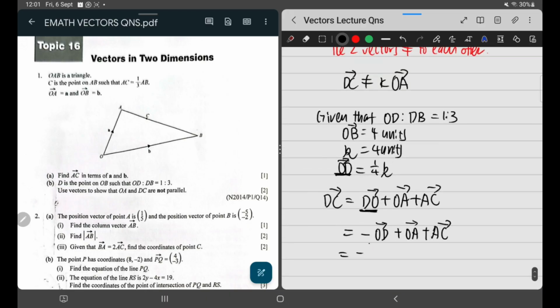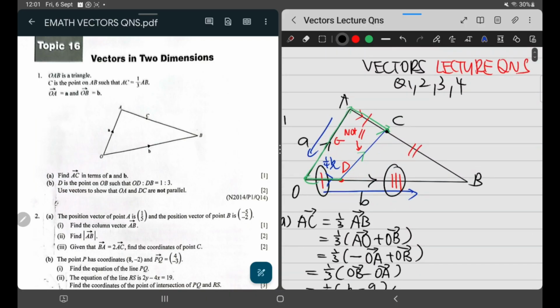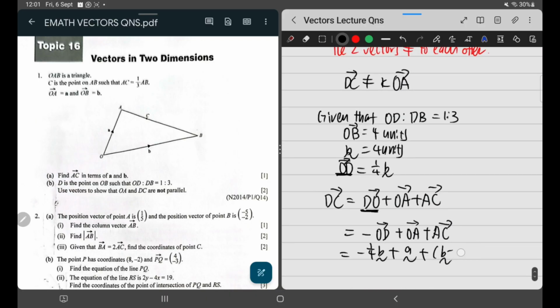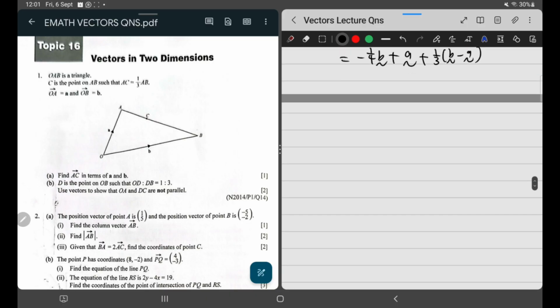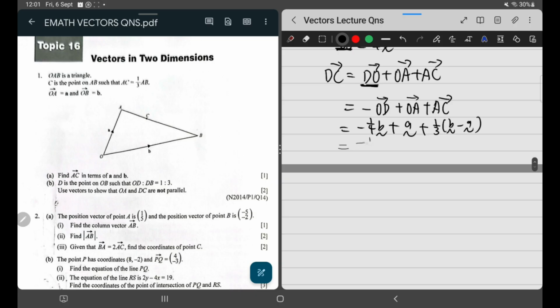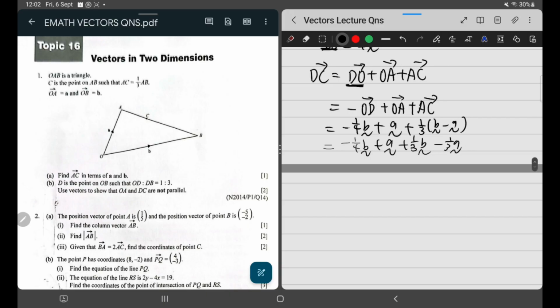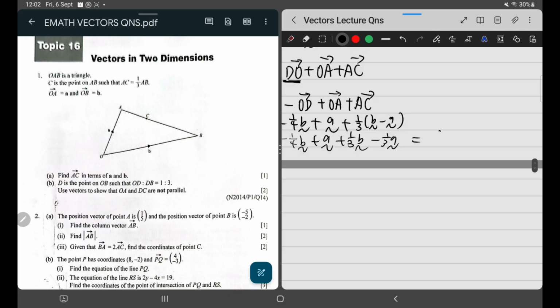Right? So this becomes negative 1/4 B plus OA plus AC. As you can see over here, AC is 1/3 of AB, so 1/3 B minus A. And then if you expand everything out over here, you should get negative 1/4 B plus A plus 1/3 B minus 1/3 A. And this should give you a very nice value of 2/3 A plus 1/12 B.